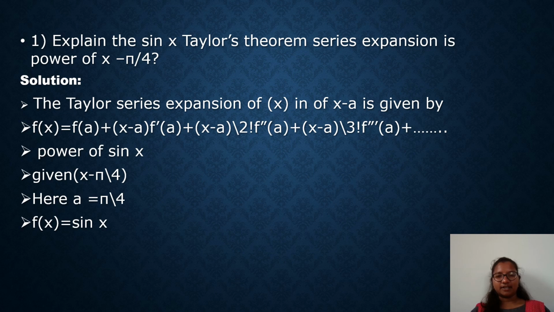Explain the sin x Taylor's theorem series expansion in powers of x minus pi by 4. Solution: the Taylor series expansion in powers of x minus a is given by f of x equals f of a plus (x minus a) f dash of a plus (x minus a) power 2 by 2 factorial f double dash of a plus (x minus a) power 3 by 3 factorial f triple dash of a plus so on. For the power of sin x in x minus pi by 4, here a equals pi by 4, f of x equals sin x.